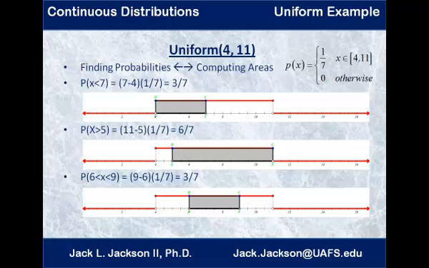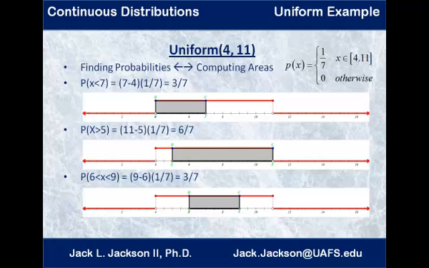Similarly, we want to find the probability that x is greater than 5. Notice that there is nothing bigger than whatever B is, in this case 11. So when I say the probability of x is greater than 5, in this case, that's really just the probability that x is between 5 and 11. And of course that gives us that shaded rectangle there that you see in the middle. And of course that's 11 minus 5 is 6 for the base, and then the height is 1/7. Multiply those together, you get 6/7.